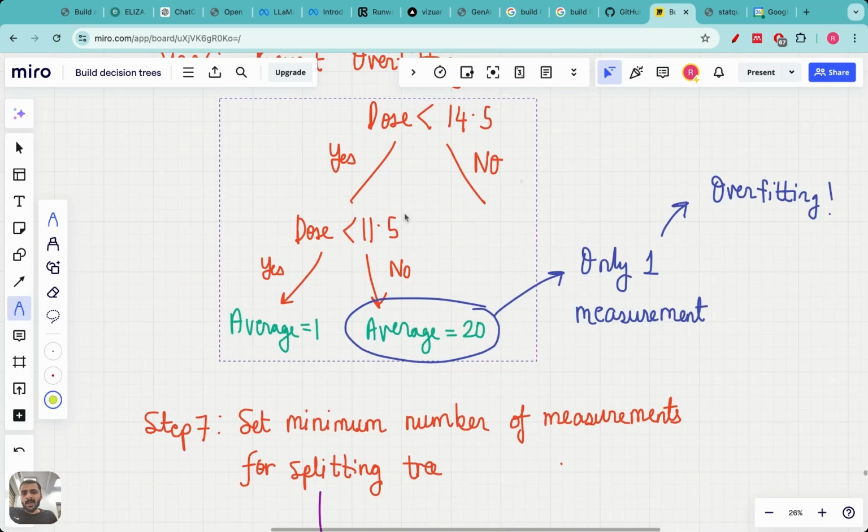So I want you to look at how many people are there who are in this bucket over here. Look at this bucket carefully. What this bucket is that dose less than 11.5 says no, which means dose is greater than 11.5. But for dose less than 14.5 it's in the yes category. So this bucket is the range dose between 11.5 to 14.5, right?